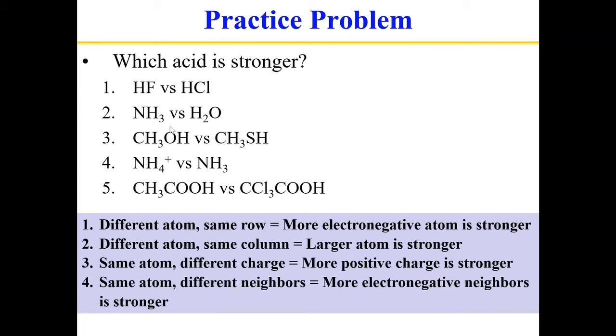So the correct answers, now that we should have all of these: Question number 1, hydrochloric acid is a strong acid, so it's the stronger one. Question number 2, the pKa of water is about 16, ammonia is about 36, so water is the stronger acid. Question number 3, this is the stronger acid because sulfur is further down the periodic table, based on rule number 2. Question number 4, we can either use the pKa values or we can use rule number 3. The more positive charge on the same atom makes for a stronger acid. And in question number 5, the hydrogen is connected to the same atom, but the more electronegative neighbors make for a stronger acid.